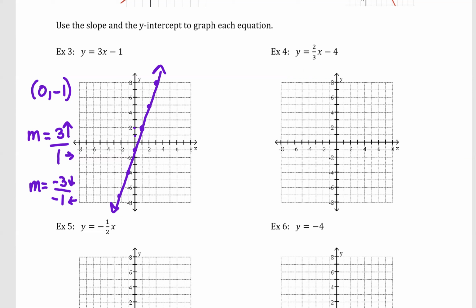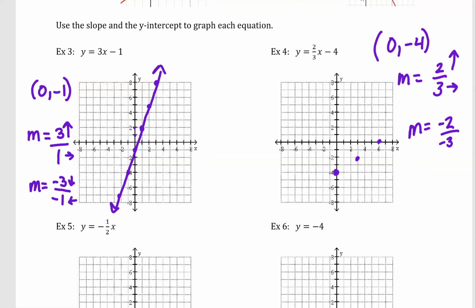Example 4. The y-intercept is at (0, -4). Go over 0, down 4, and put a dot. The slope is 2/3. Rise 2, run 3. And we could also go down 2, left 3.